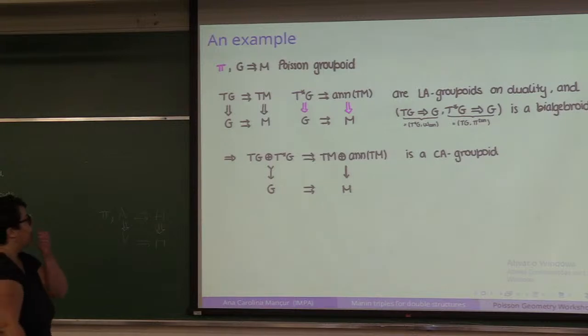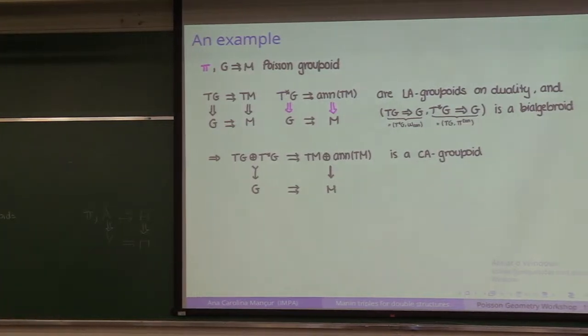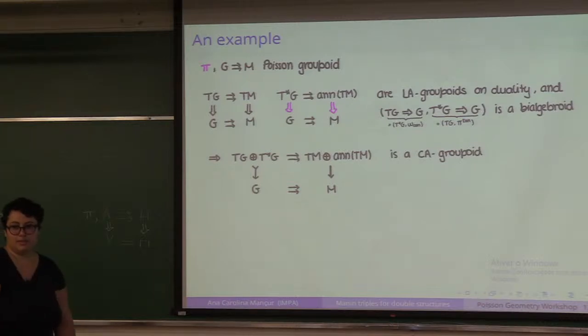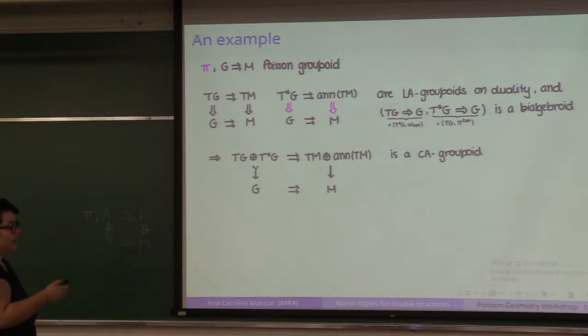Here you have an example. So if you have a Poisson groupoid, you have that its tangent and cotangent are LA groupoids, and they are in duality, and this thing with this thing form a Lie bialgebroid. So they are a Lie groupoid bialgebroid, and if you take the double of them, we get a CA groupoid by our theorems.